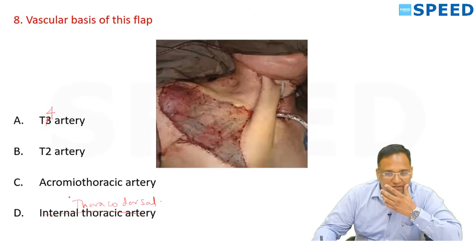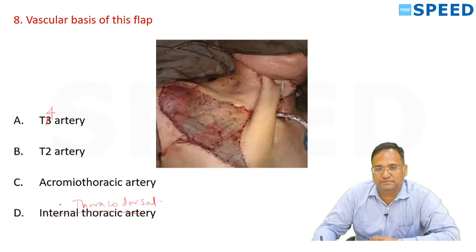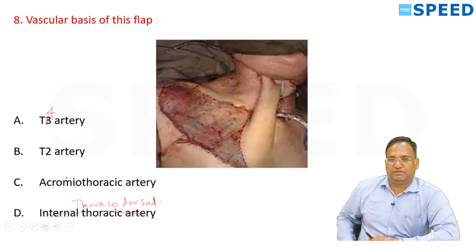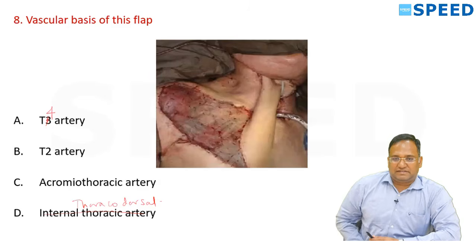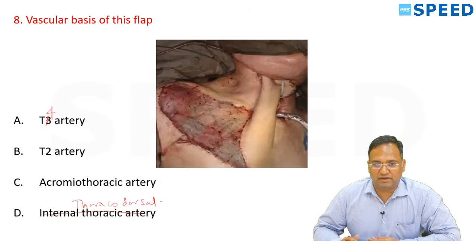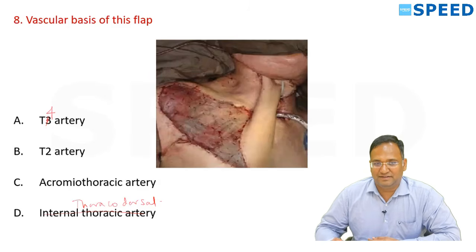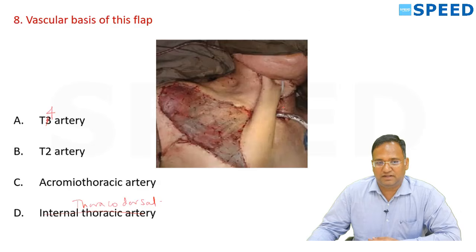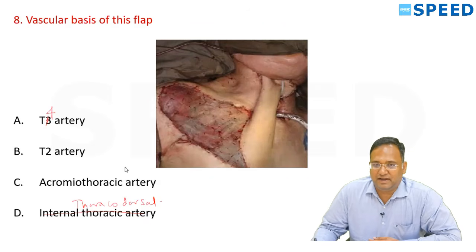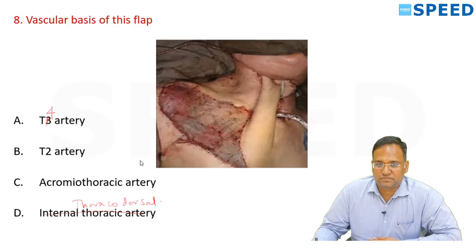If it is a thoracodorsal artery, it is a branch of the subscapular artery. Acromiothoracic artery is a branch of the axillary artery. It's from the second part of the axillary artery. It gives acromial, pectoral, clavicular and deltoid branches. Then, if it is, and this is not a latissimus dorsi myocutaneous flap. See, thoracodorsal artery is for the LD flap. And if this is the picture which is given, then the most probable answer will be acromiothoracic.